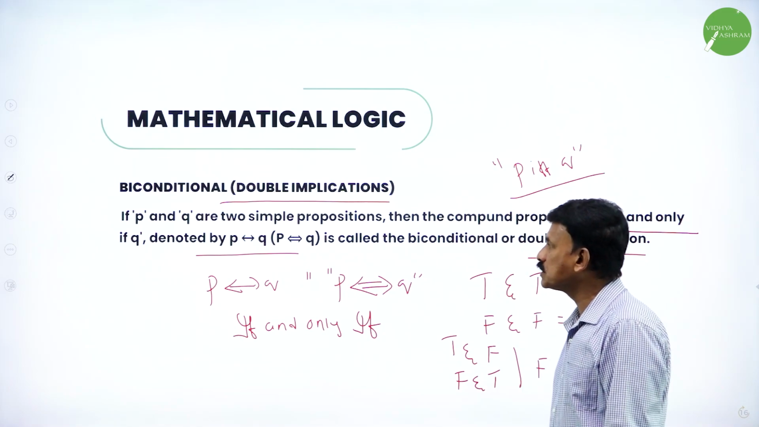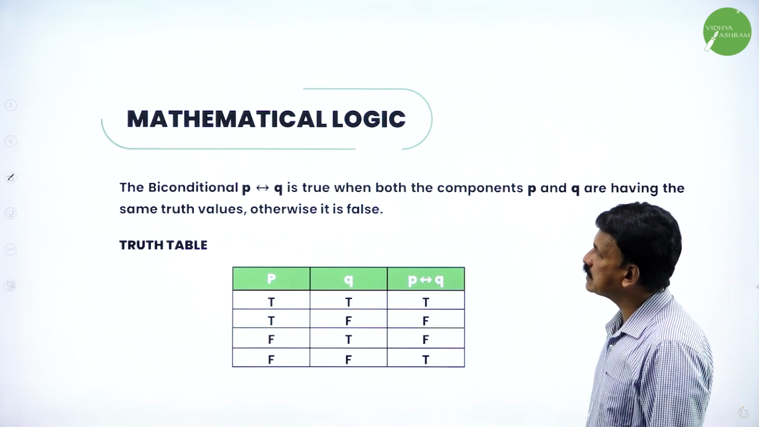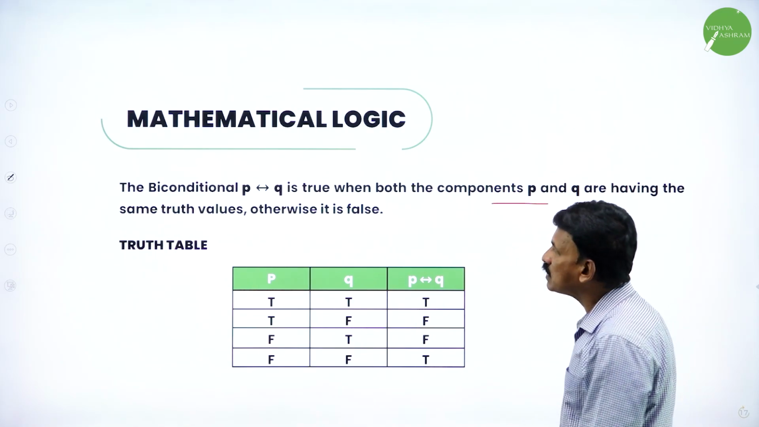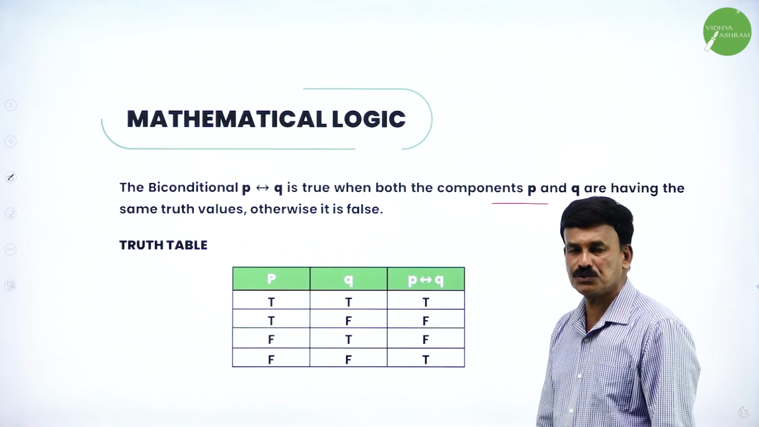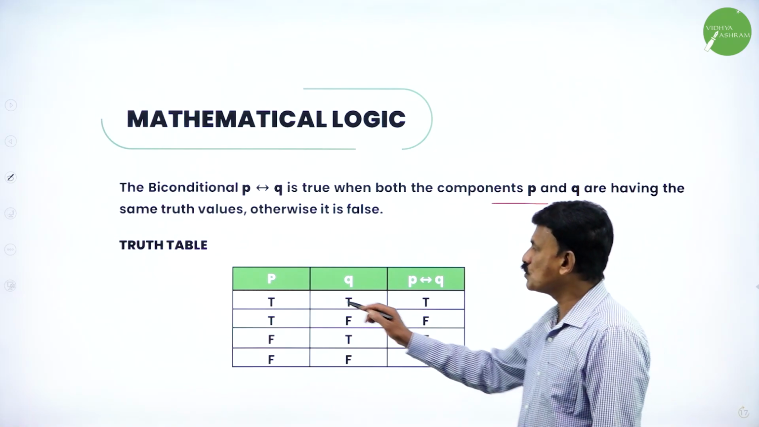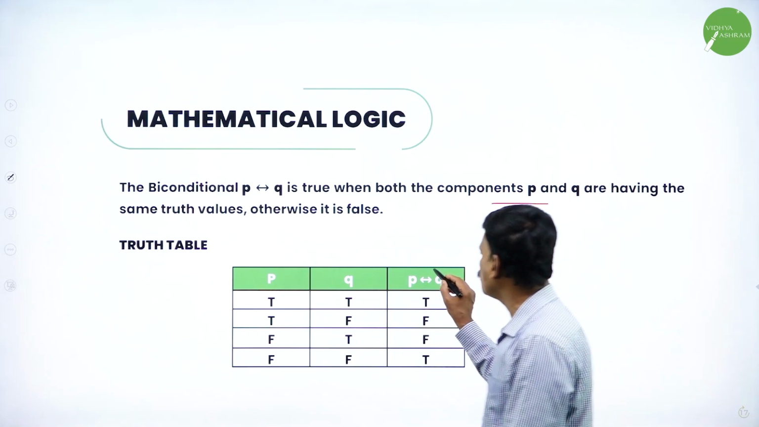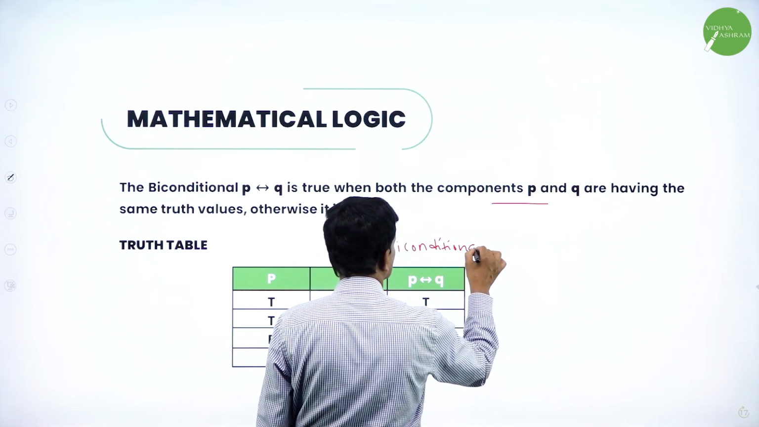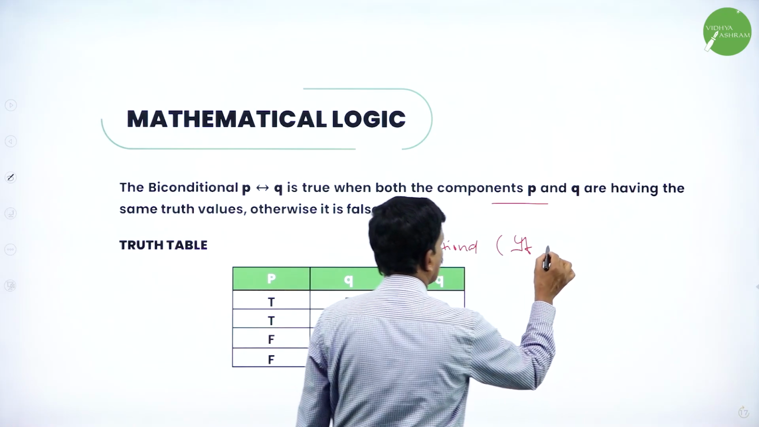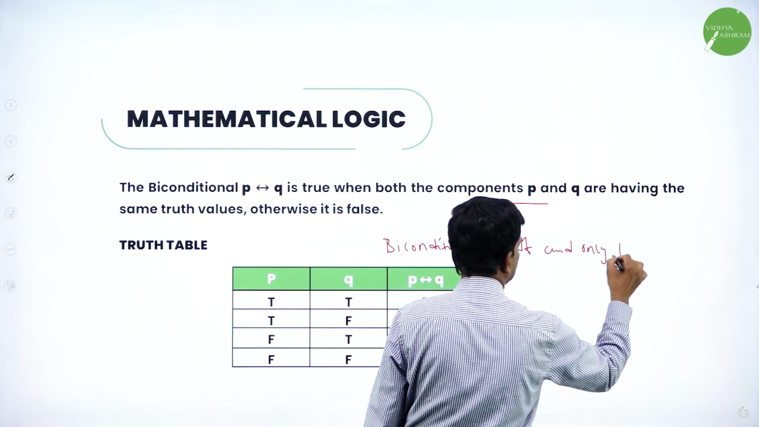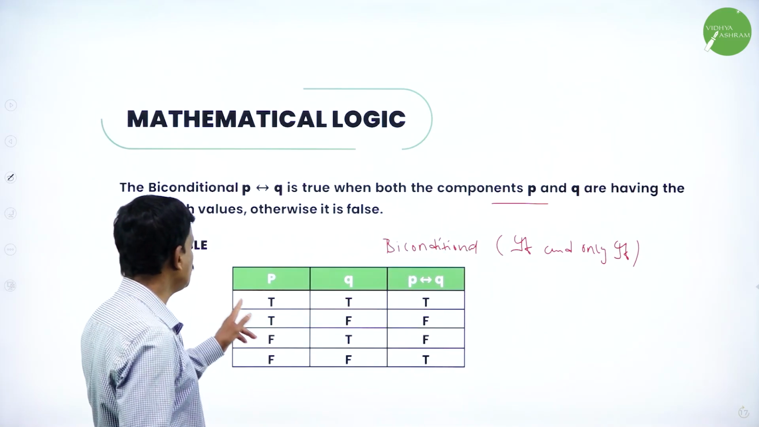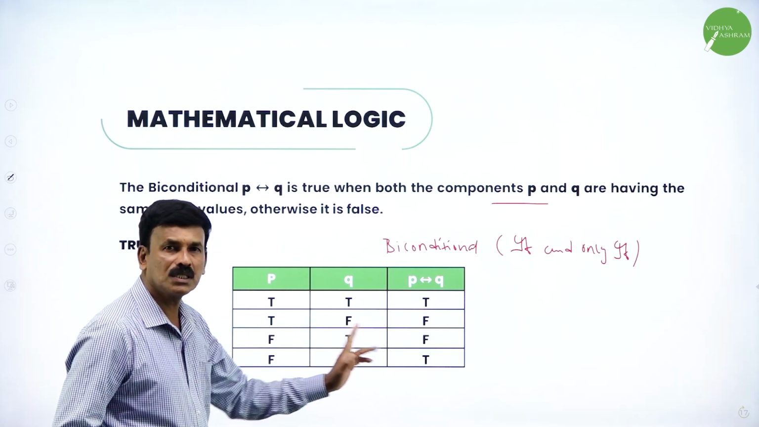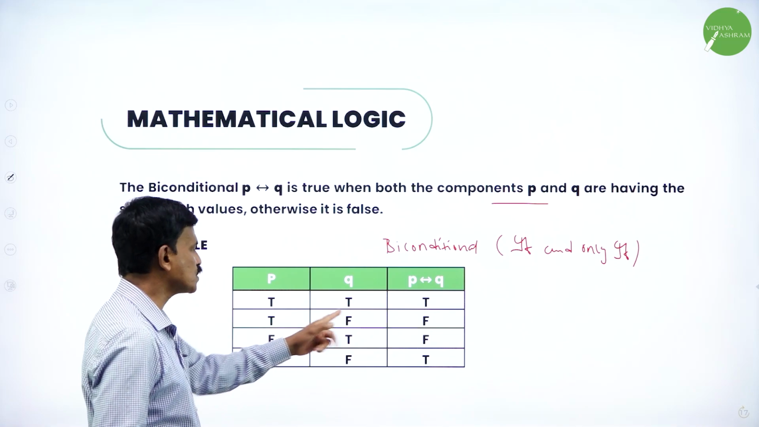Now, how to write the truth table for the biconditional? The biconditional P biconditional to Q is true when the components P and Q have the same truth values, like true and true, false and false. In other cases, it is false. So P biconditional to Q, this is if and only if, right? True and true is true. False and false is also true. In the other two cases, true and false is false. False and true is also false.